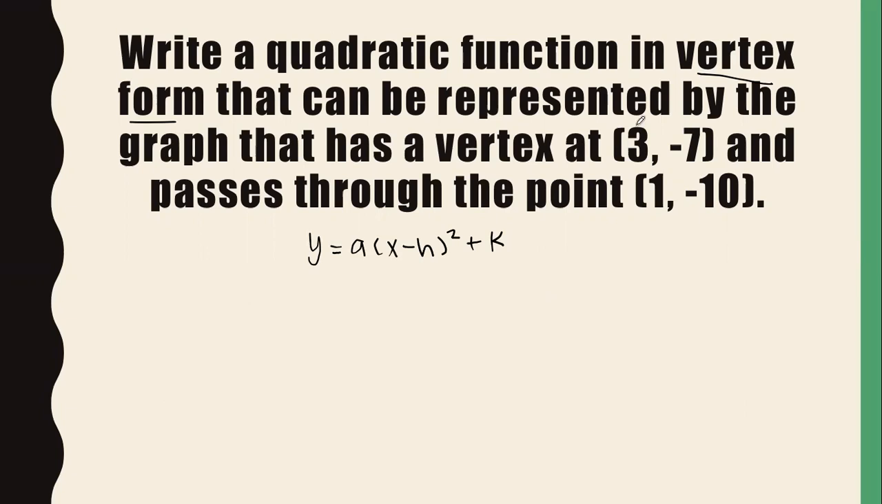That can be represented by the graph that has a vertex at 3, negative 7. Which letters represent a vertex? H and K. So the 3 is H, and the negative 7 is K. Okay, so I'm labeling as I'm reading. I haven't even read the whole problem. So my vertex is at 3, negative 7, so the H is 3, the K is negative 7. And it passes through the point 1, negative 10.